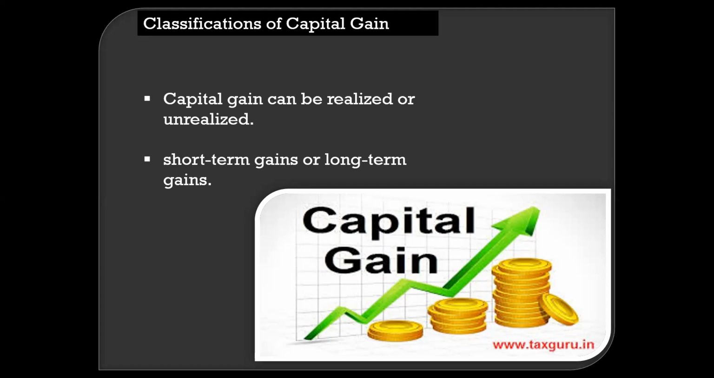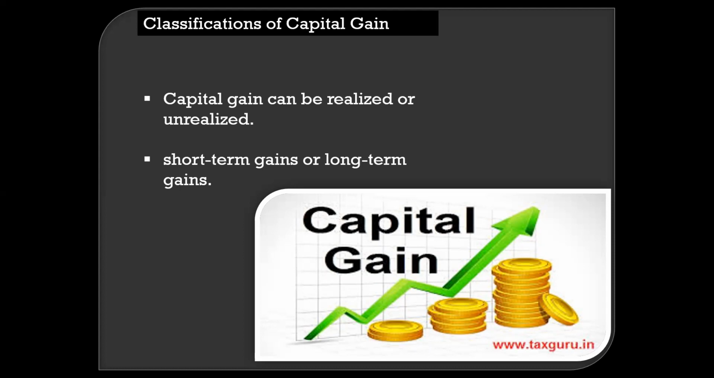Note that only realized capital gains are taxed, while unrealized capital gains are merely paper gains that are usually subject to accounting reporting but do not trigger a taxable event. Now, the capital gain can also be classified as short term gains or long term gains. Short term gains occur if an investment or asset was held for less than a year. Long term capital gains are gained from an asset or investment that was held for more than 1 year.